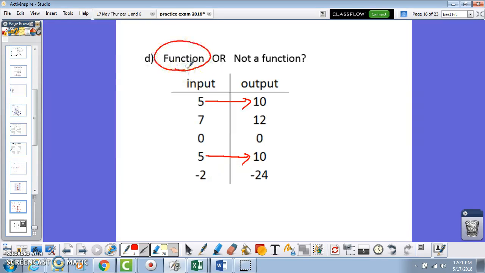The only thing I had to really look at were these two 5s because it's a repeated 5. I just had to check I had the same output for each, which I do. So done with that one.